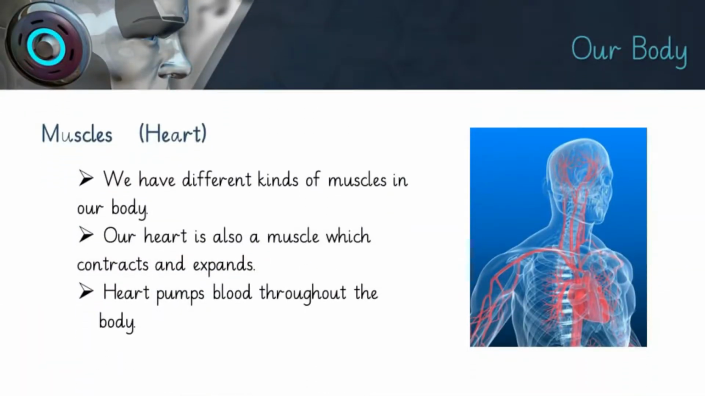Alright children, moving ahead with muscles. You have felt muscles, you have observed muscles. We have discussed the functions of muscles as well. We have different kinds of muscles in our body. Our heart is also a muscle which contracts and expands. Our heart is enclosed within the rib cage. You can observe it in the given picture, and we have studied it earlier as well. Heart is a very important organ in the human body, and it pumps blood throughout the body.